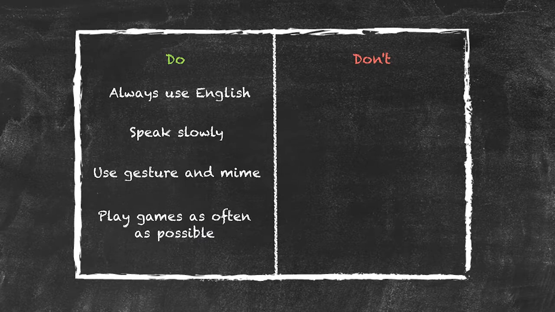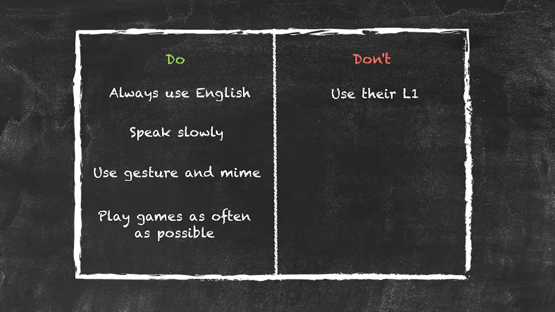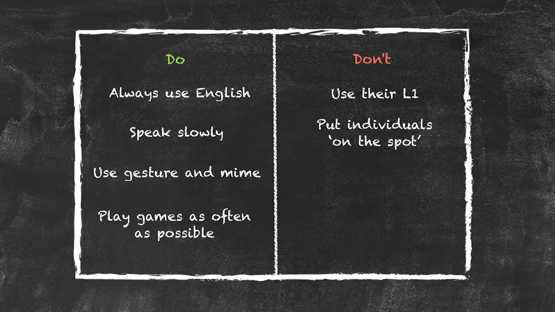As an opposite to this one, don't use their native language. As soon as they know that you have some appreciation of their native language, quite often they'll just sit and wait for you to use it. So here, always use English as the language of instruction. Don't use their native language. With young learners, it's quite important that we don't put them on the spot because that can cause them to lose their confidence very, very quickly.